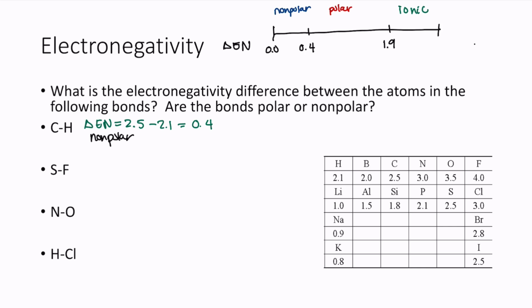When we look at a bond between sulfur and fluorine, the electronegativity of sulfur is 2.5. The electronegativity of fluorine is 4.0. I can look at the absolute value of that, and the difference is going to be 1.5, which lies in the polar area.